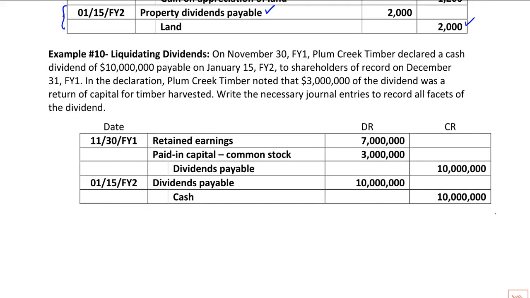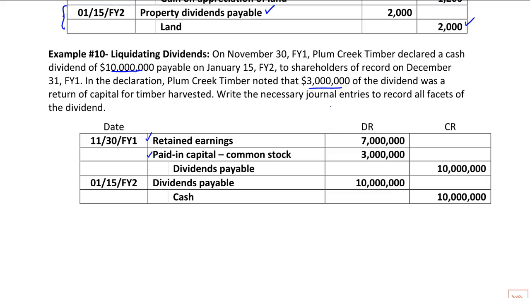The next type of dividend is a liquidating dividend. The unique feature of the liquidating dividend is that in addition to reducing a retained earnings account, a paid-in capital or contributed capital account must be reduced as well. So, Plum Creek Timber declares a $10 million cash dividend, and they note that $3 million is a return of capital. So, this is a real company.